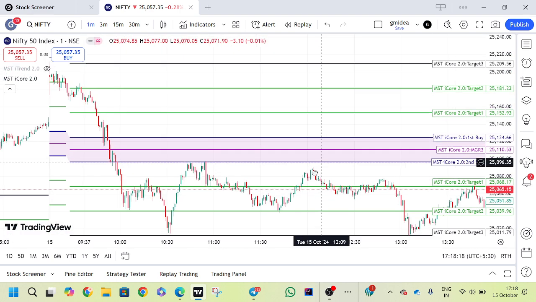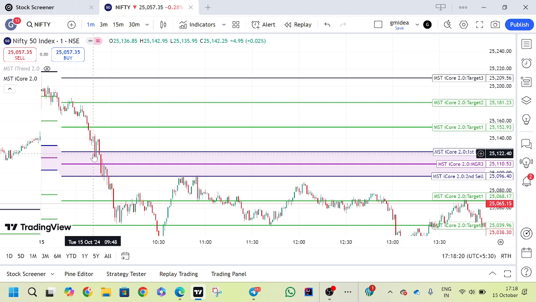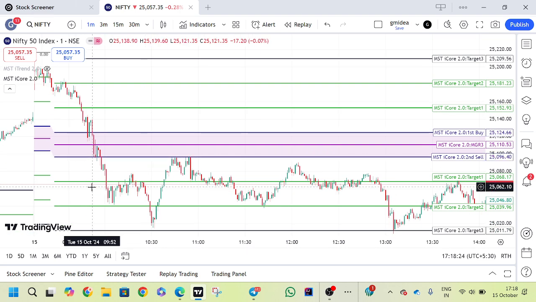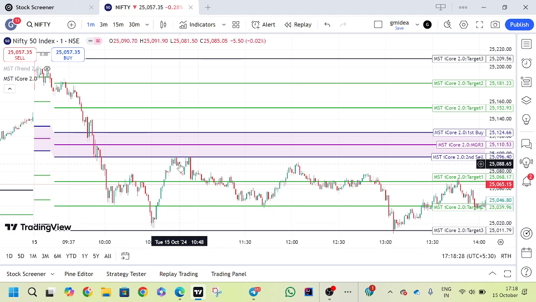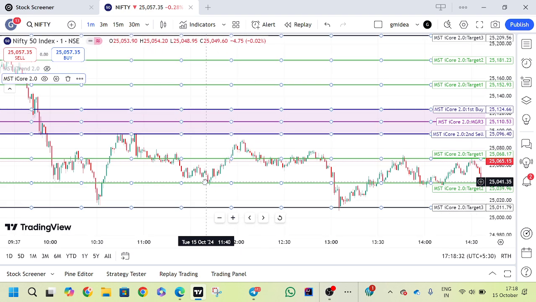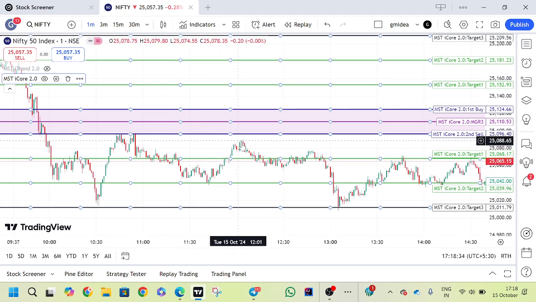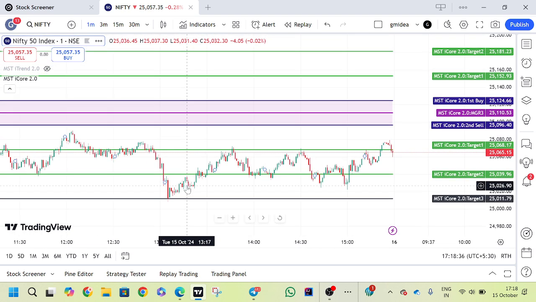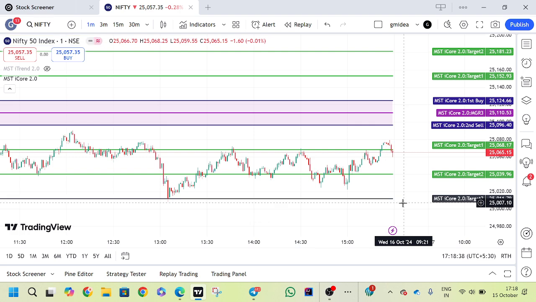So what happened in Nifty? First buy activated, no target given. Second sell activated, first target, second target, third target also hit. Once again it came exactly to our sell entry, again 2 targets hit. Again it came near our sell entry, again 3 targets hit. See how exactly it is respecting our support and resistance.